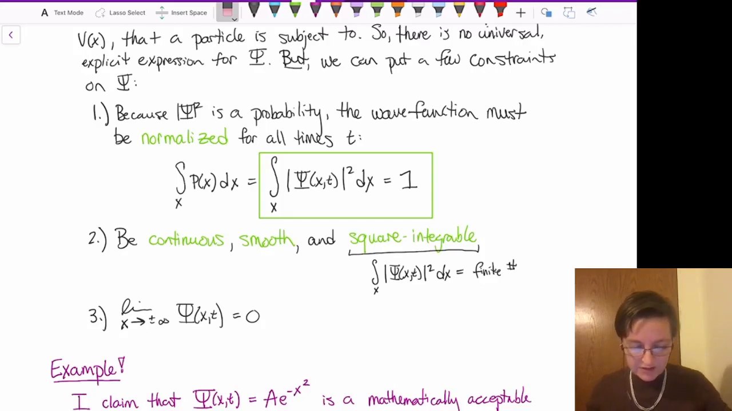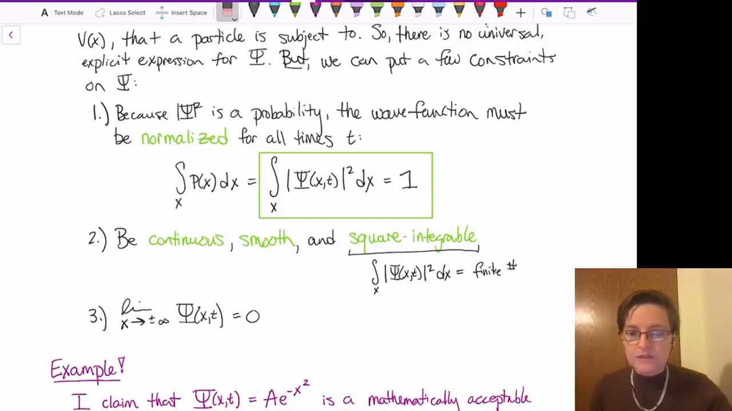I just want to point out that the definition of square integrable, which you might see in some of your textbooks as a prerequisite for this being an appropriate wave function, means that if I take the integral of psi squared over all space, that should come out to be a finite number. And so normalization is a stricter condition than that because it says not only should that integral equal a finite number, that finite number should be 1. But it's nice to point out that the wave function should be square integrable as a prerequisite.